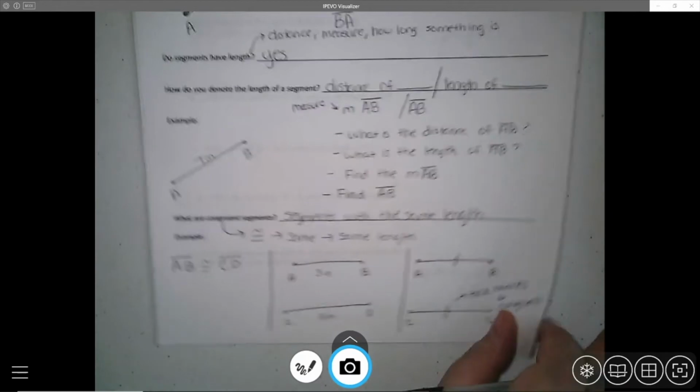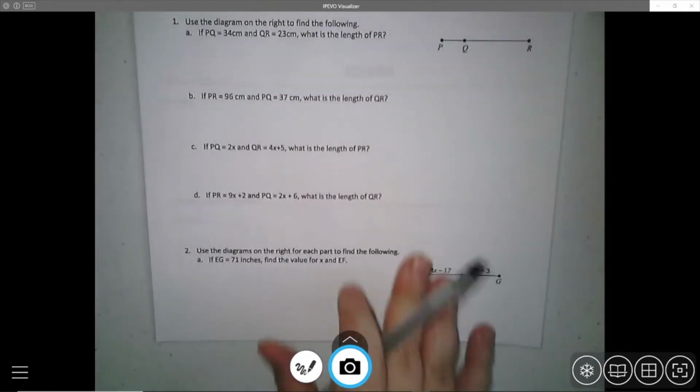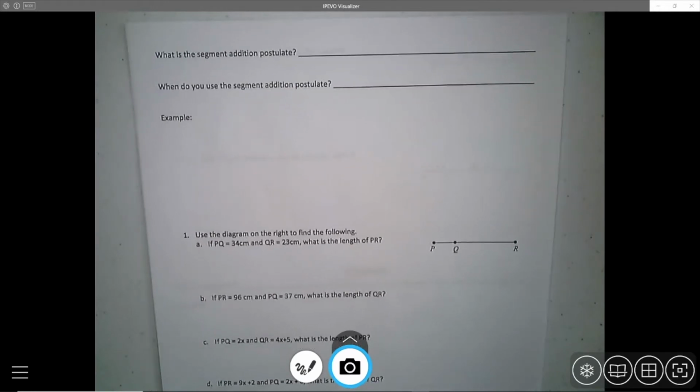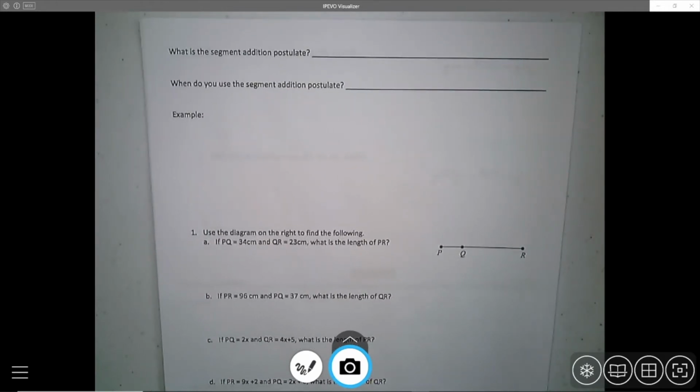Okay, so now let's see here what is our next vocab. Our next vocab, which is a main thing of what we talked about today, is segment addition. What is segment addition?